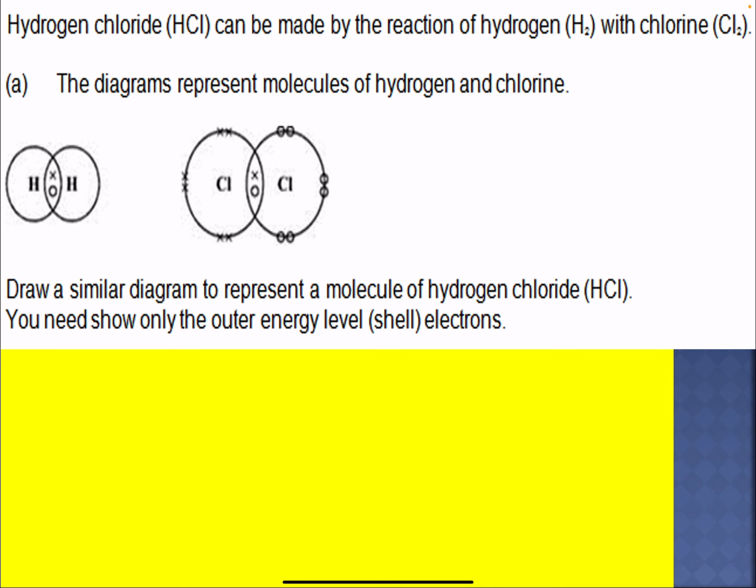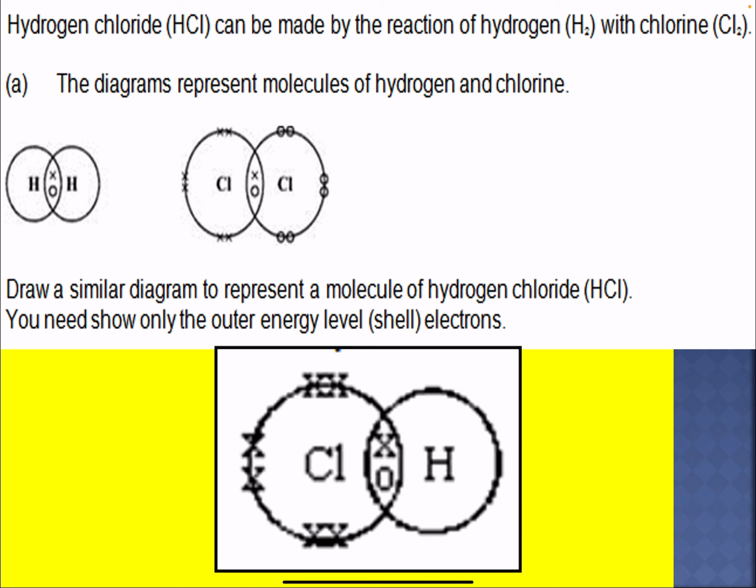Here's some exam questions for you. The diagram represents molecules of hydrogen and chlorine. Draw a similar diagram to represent a molecule of hydrogen chloride. You need to show only the outer energy levels. So pause the video when you're ready. And what you should find there, so there's your single covalent bond.